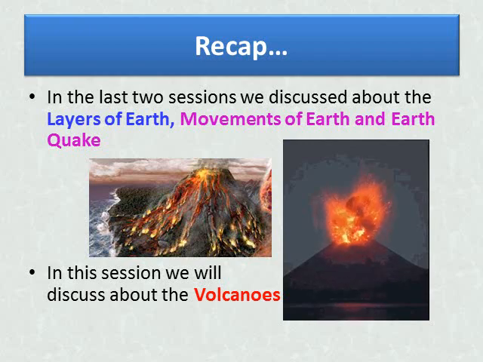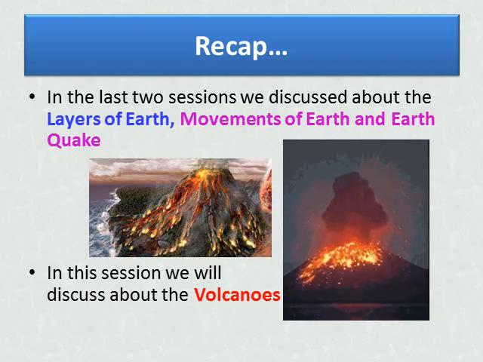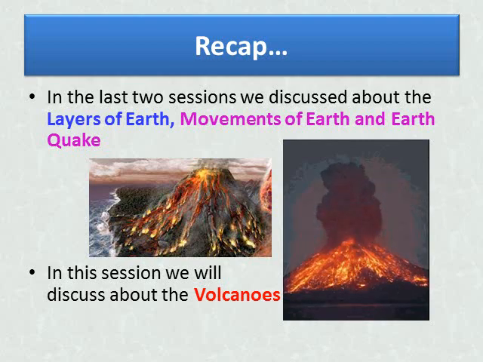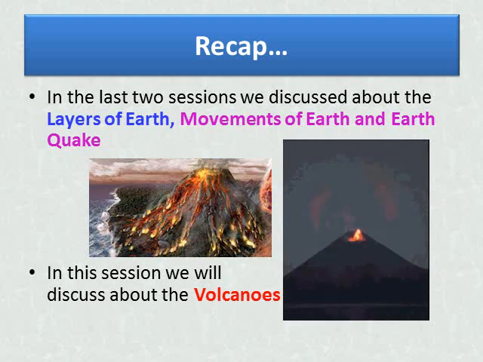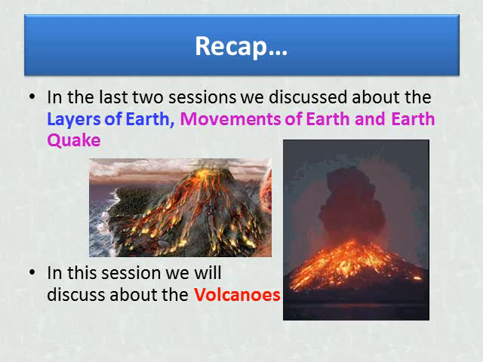We also learned about the movements of the Earth. The lithosphere is broken into a number of plates called lithospheric plates. Each plate, whether it is oceanic or continental, moves independently over the asthenosphere. The movement of the Earth's lithospheric plates is termed tectonic movements. And where does the energy come from? It comes from the internal heat of the Earth. And these plates move in different directions at different speeds.